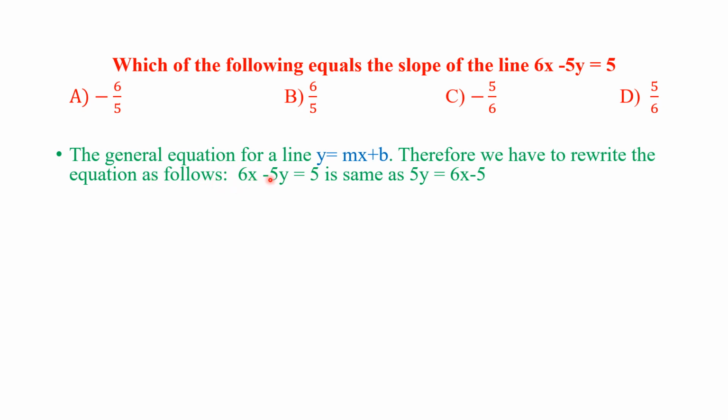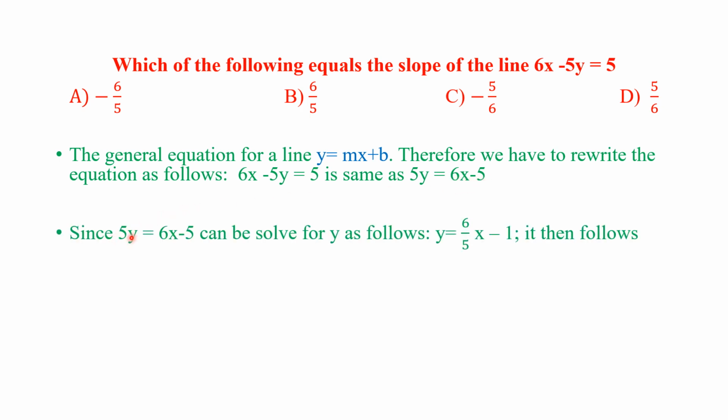6x minus 5y equal to 5 is the same as 5y equal to 6x minus 5. Since 5y equal to 6x minus 5 can be solved for y as follows: y equal to 6 over 5 x minus 1. It then follows that y equal to mx plus b is equivalent to 6 over 5 x minus 1, and this implies that the slope m is equal to 6 over 5.